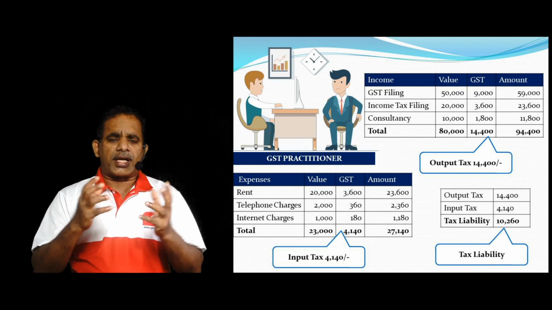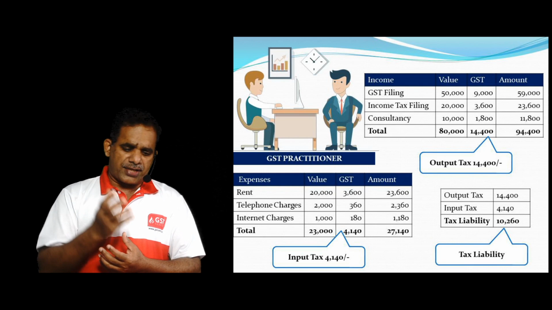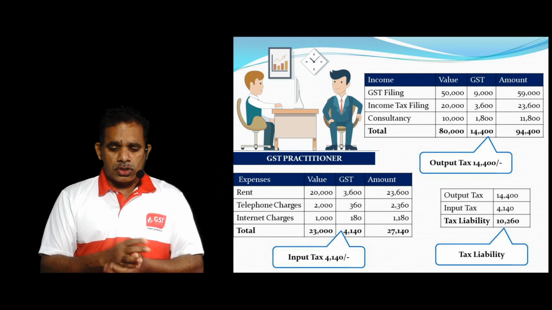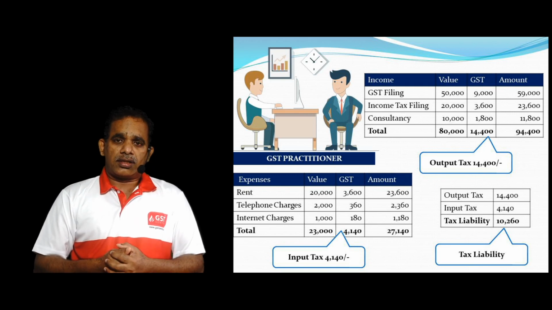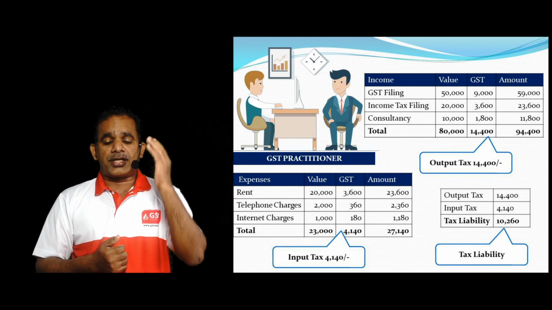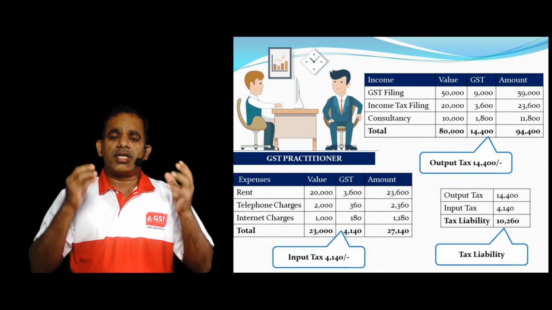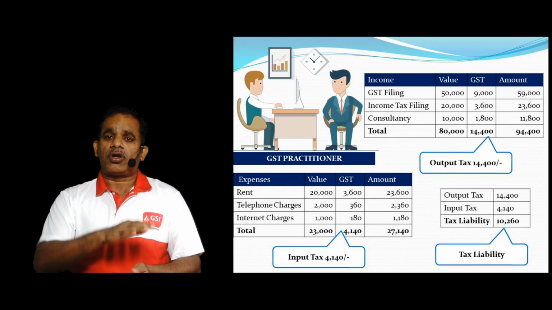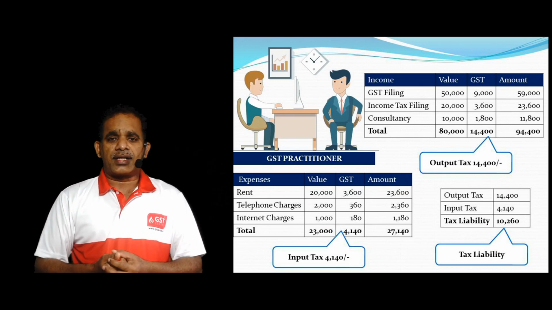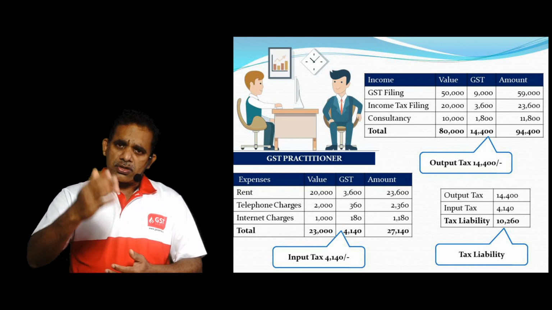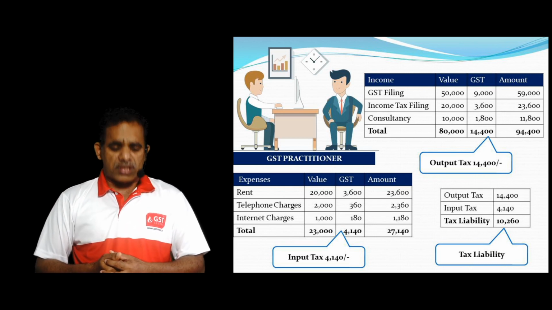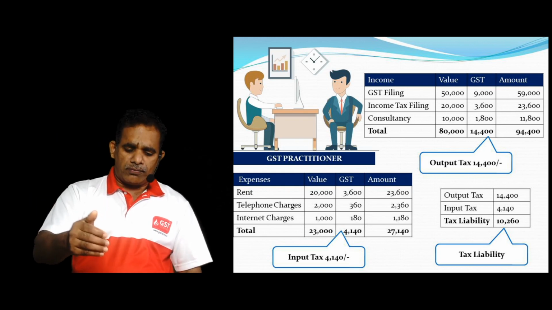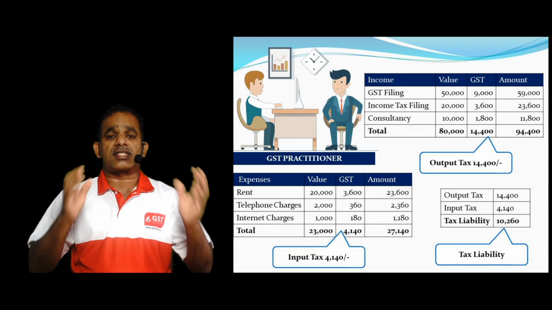Let me explain with an example. There is a GST practitioner. He is providing GST filing, income tax filing and consultancy services, so he is collecting GST from his clients. The total value he provided is 80,000. GST collected from the clients is 14,400, and the total invoice amount is 94,400. So here the output tax is 14,400, that means the tax collected from clients or customers. On the other side, he has various expenses like rent, telephone charges, internet charges, etc. So here also he is paying some GST to his suppliers. Here it is 4,140, that is the input tax. For calculation of GST liability, this 4,140 should be deducted from 14,400, and the balance, that is 10,260, is his tax liability.